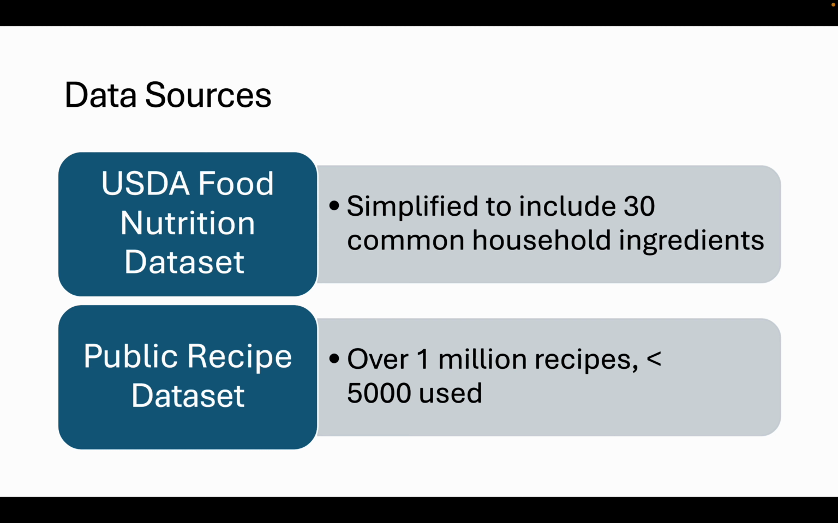Next, I found a public recipe data set on Kaggle, which has over 1 million recipes, but I cut it down to about 5,000, and these are just the recipes that use the ingredients that I included from the USDA data set. So I basically filtered it to only include those ingredients, and so this will allow me to, again, do a proof of concept on the app before delving way too deep into all the complexities of data.